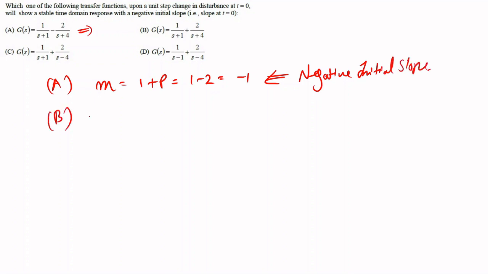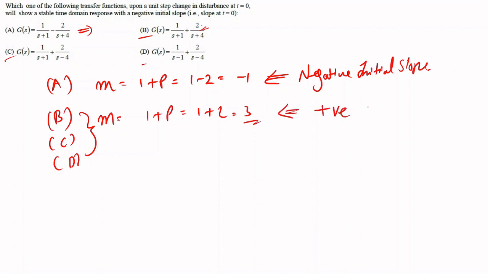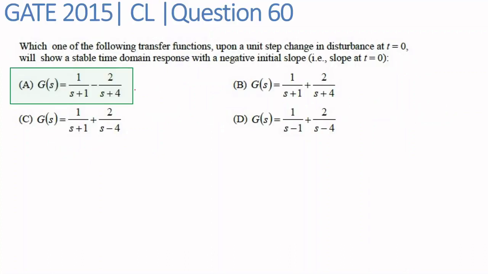Now let's just verify for other cases. For b, c and d, the value of p is 2. So the slope in each of these cases will be 1 plus 2 is equal to 3. That is a positive initial slope. And in the given question, we have to find the transfer function which gives a negative initial slope. That is the first transfer function, option A, which will be the final answer. So from the given options, we can select option A as the correct one.